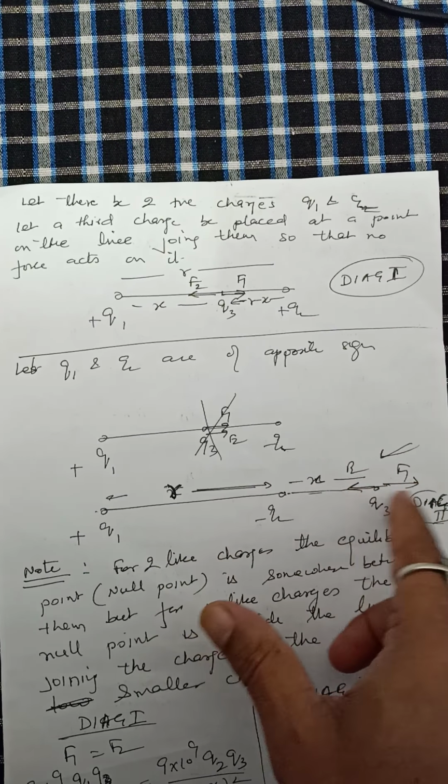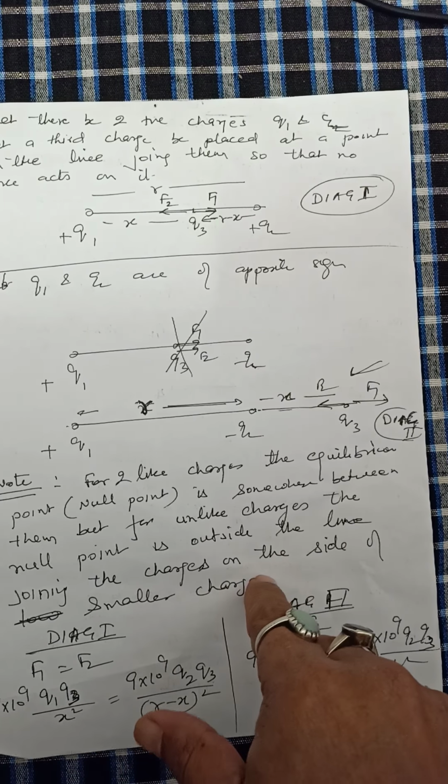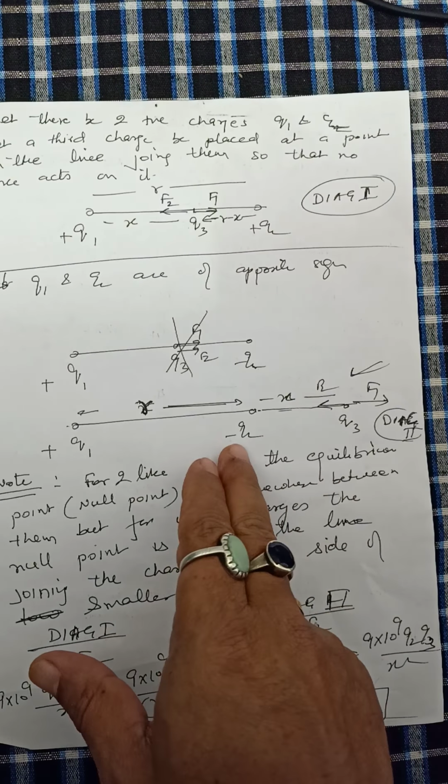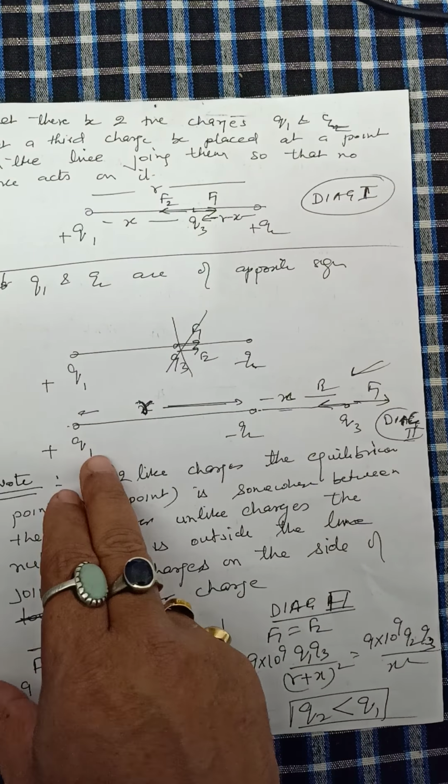Now we have to note down one thing, that if there are two like charges, as in the first diagram, the null point or the neutral point is somewhere between them. But for unlike charges, second diagram, the null point is outside the line joining the charges on the side of a smaller charge. Suppose Q1 is smaller and Q2 is bigger, then this point will be on this side, because Q1 is smaller.